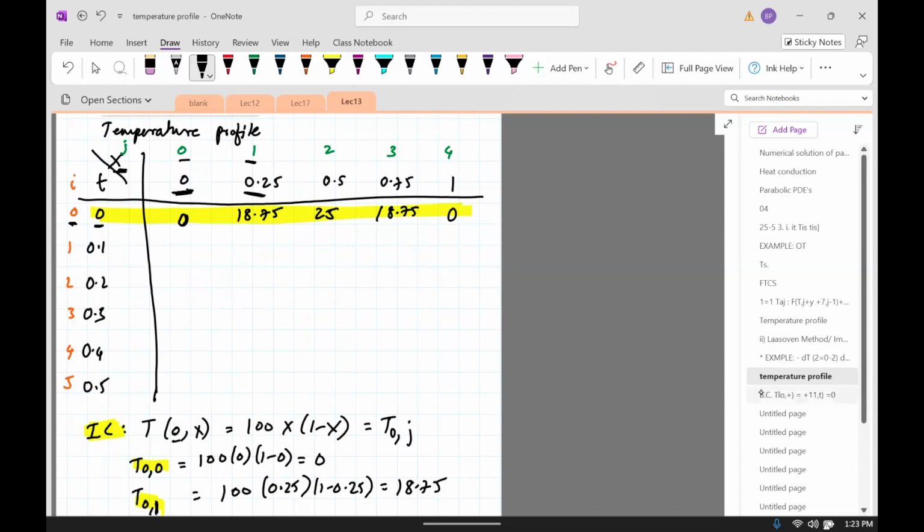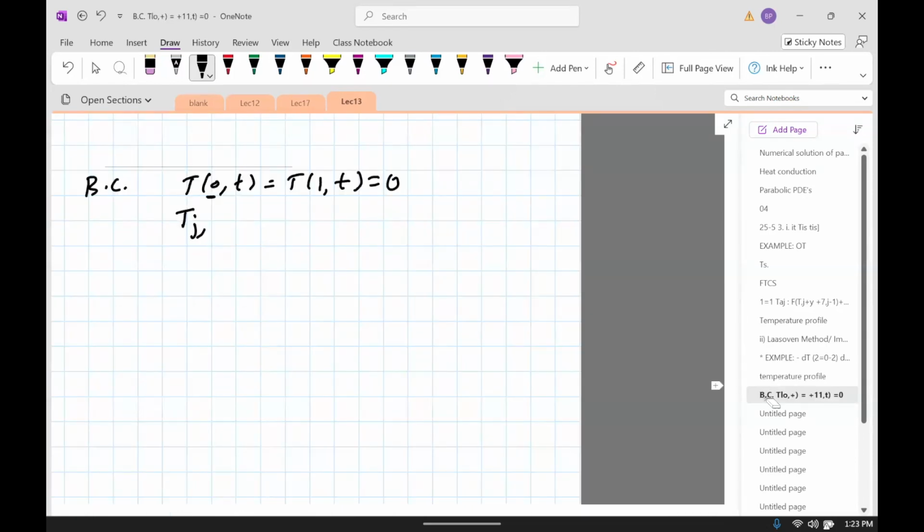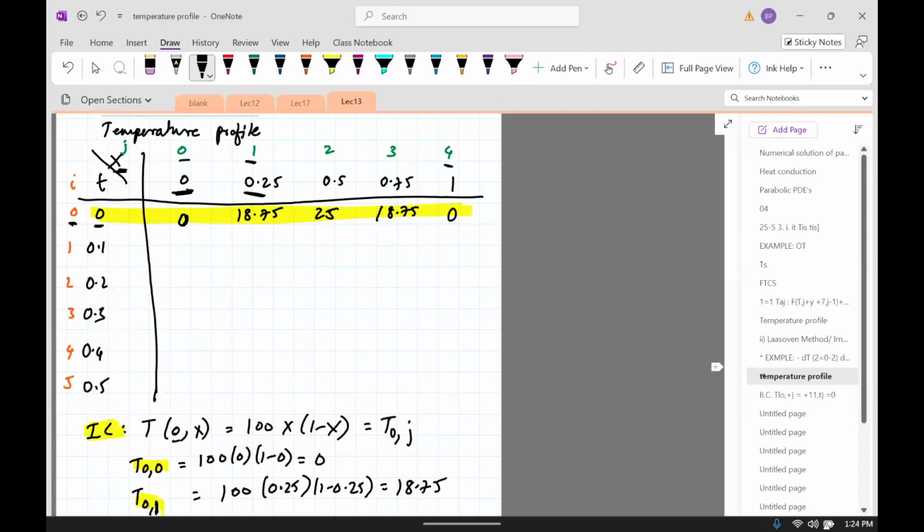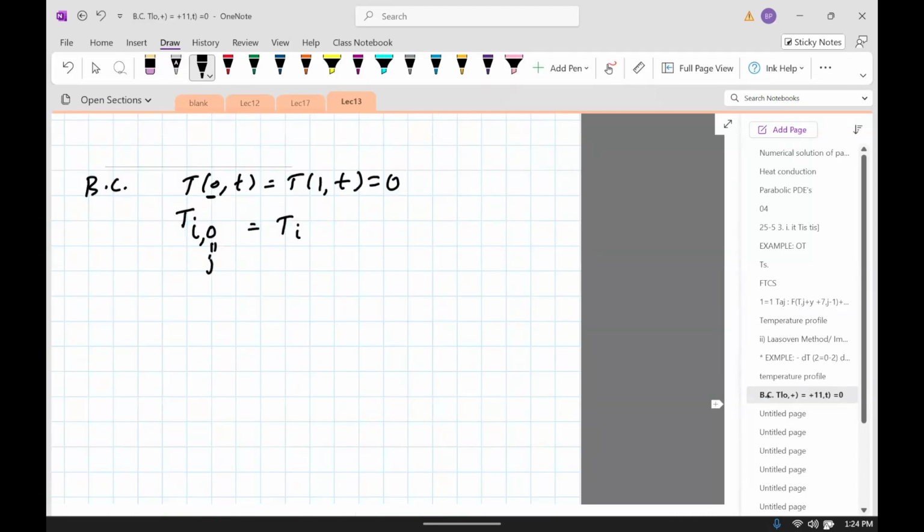So we need to choose T(i, 0), right, because this is the jth index, and that's the x index. For that one, if x equals 1, then the index is 4. So T(i, 4) equals 0. Is that right? Right, that's right.